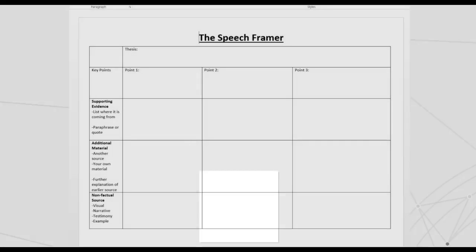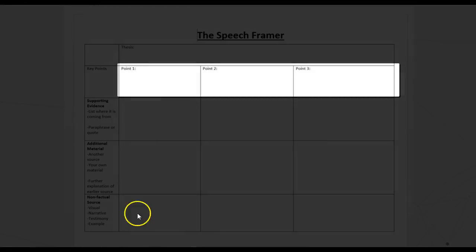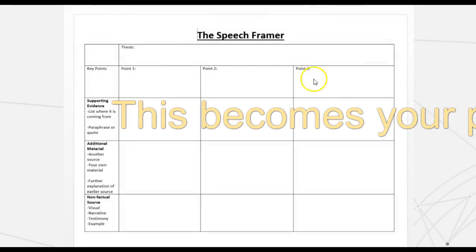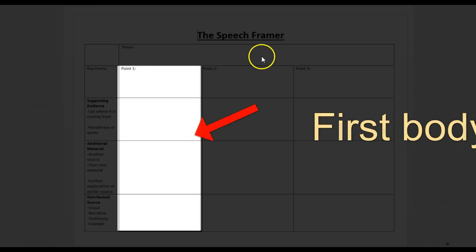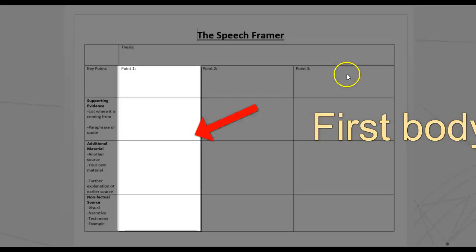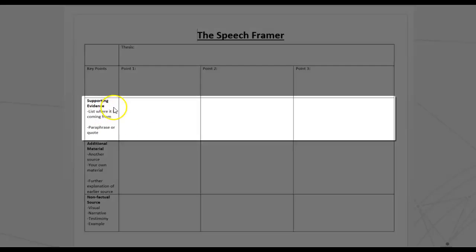So remember, the speech framer breaks down the points that I have here, the 1, the 2, the 3. That is your preview. These are going to work as the points that function as your body. So now you know, okay, this is going to be my first body paragraph, this is my second body paragraph, this is my third body paragraph. So this is where you start the development process.